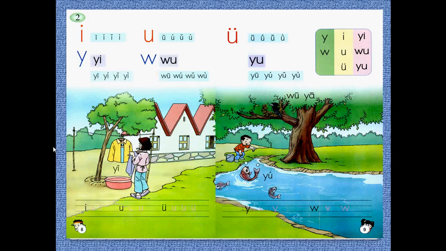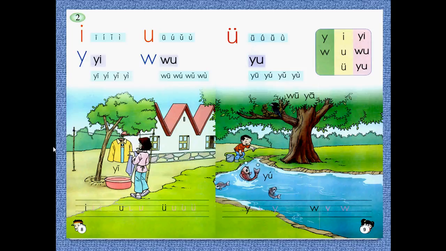So next is another three very important compound vowels. The first one, e, e, e. The four tones like e, e, e, e. The second one, u, u, u, u. The third one, ü, ü, ü, ü.